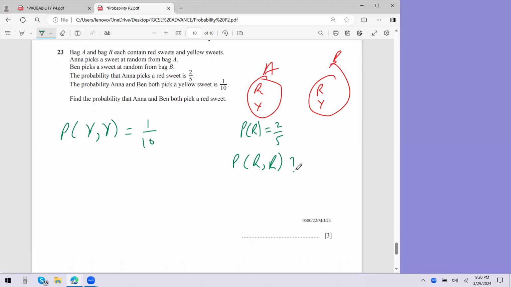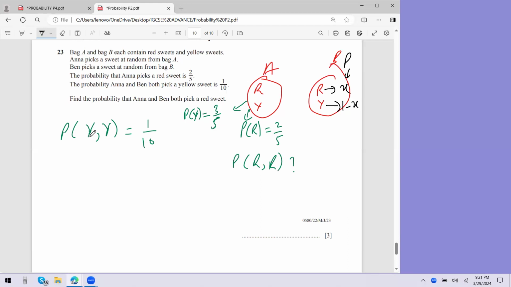Think about it, how to do it. Okay. So if the probability here that red is 2 by 5, then automatically the probability of yellow will become 1 minus 2 by 5, so 3 by 5, right? Okay. And let's say the probability of red in bag B is x. Then the probability of yellow will be 1 minus x. So these are the probability values, x and 1 minus x. I think we can now use them to solve the question.